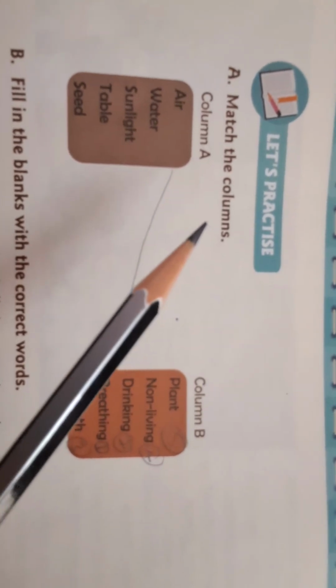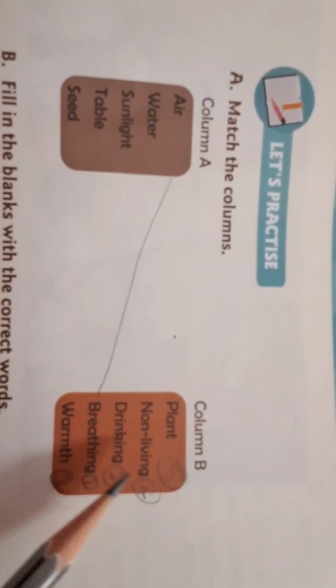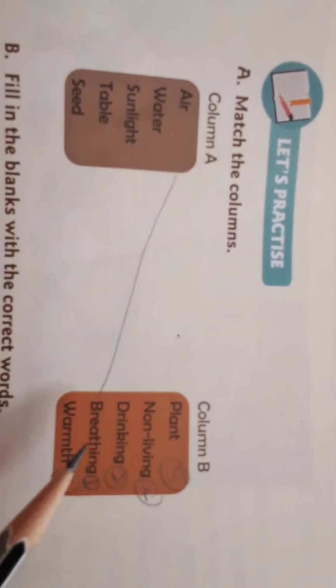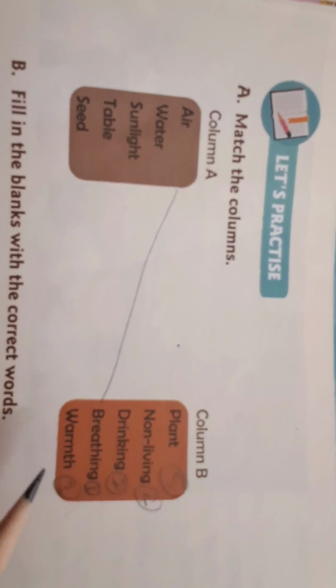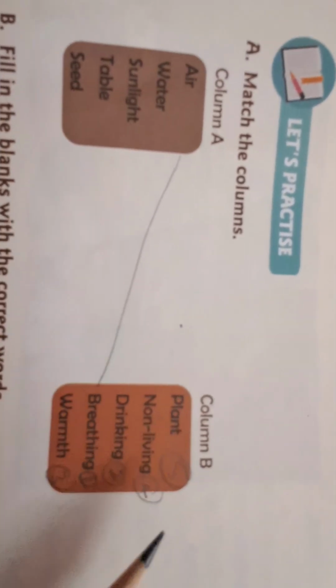Let's practice. Match the following or match the columns. Column A, column B. First, air is nothing but what? Breathing. For water, drinking. For sunlight, warm. For table, non-living. Seed, plant.